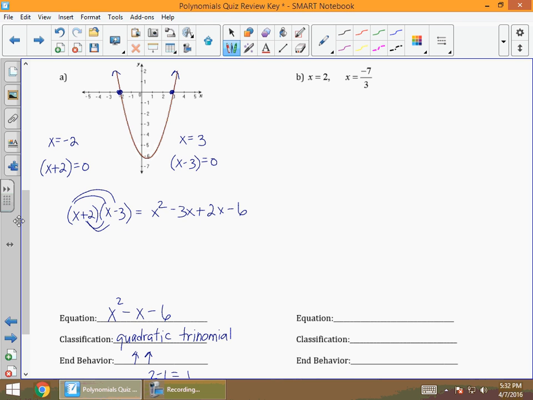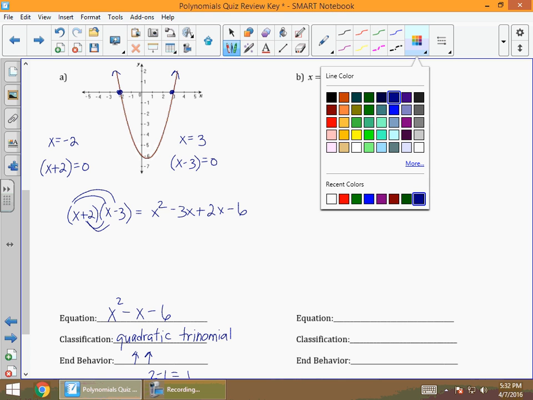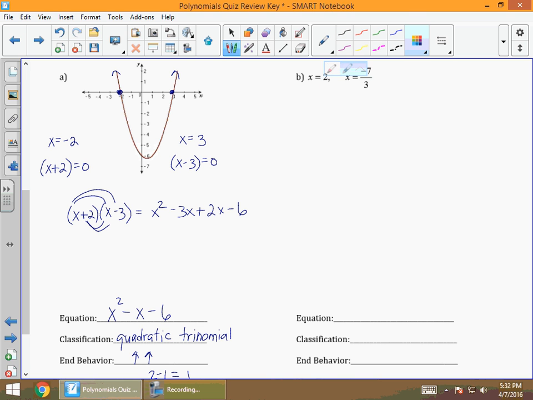Go ahead, as I look at B, there is no picture that goes with B. So I will do the same thing though. If x equals 2, I'm going to get that so it says equals 0. So I'll subtract 2 on both sides. So x minus 2 equals 0. That's one of my factors.